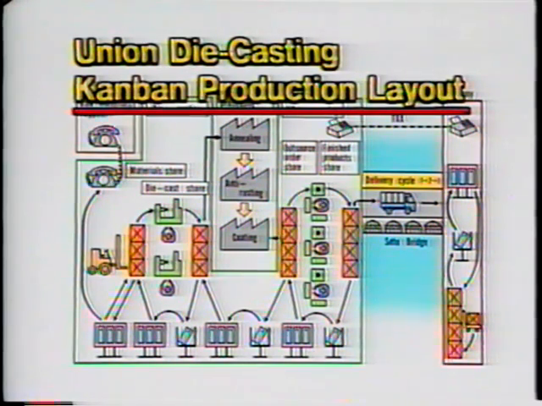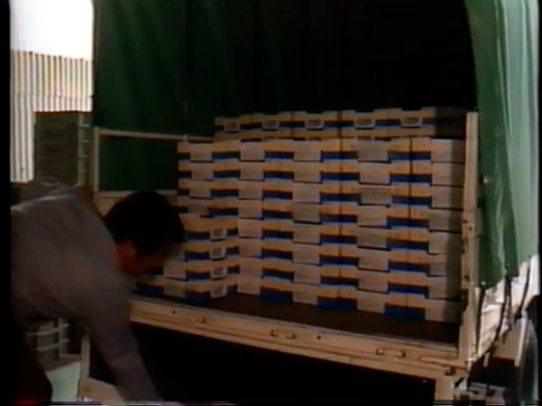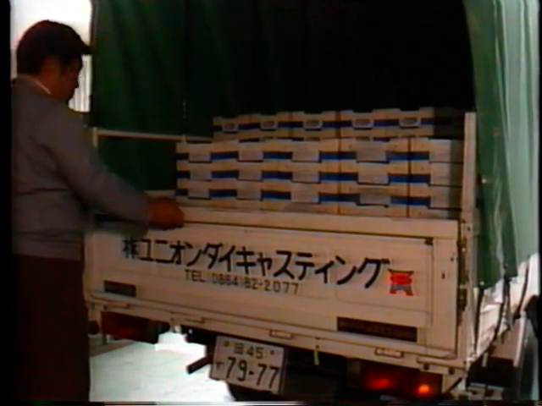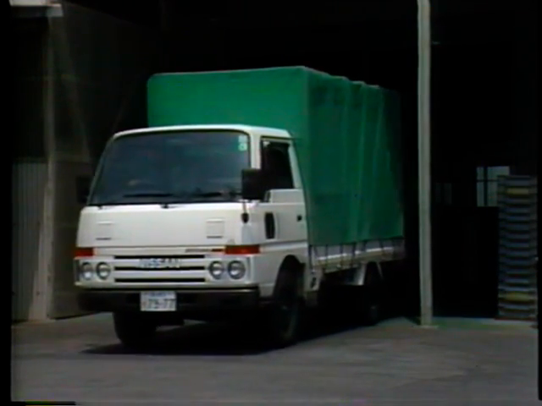As we have seen, the Kanban cycles are controlled by the activity of the subsequent process. This is a good example of so-called pull production, and is the way both Kanban production at the Okayama factory and Kanban delivery to the client company are controlled.